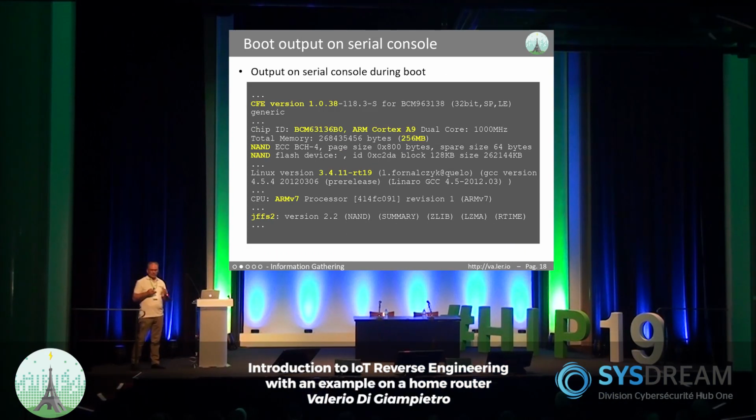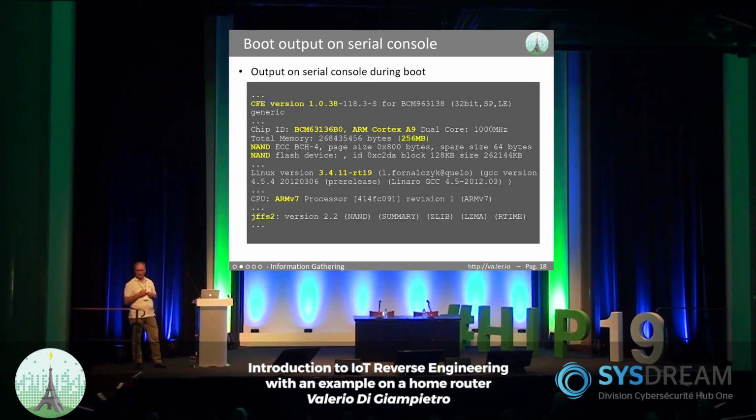So now that we have done some preliminary analysis, we can attach the serial console to the PC running PuTTY, and we power up the board and start looking at what is printed on the serial console during boot. We can confirm that the bootloader is a CFE. We can also identify its version. We can have the chip ID. In this case, it is a Broadcom chip.